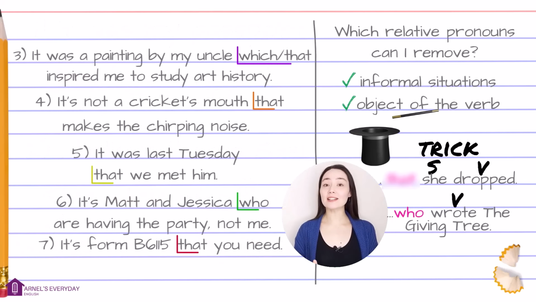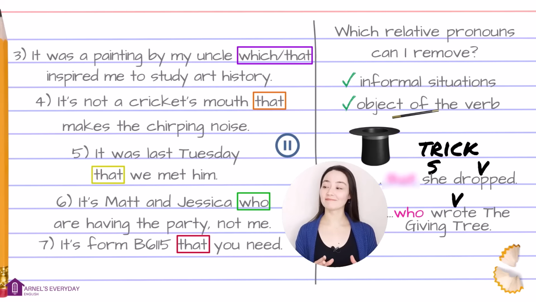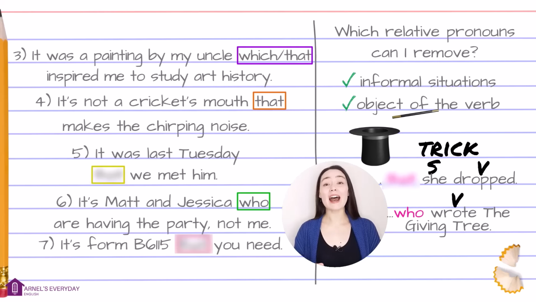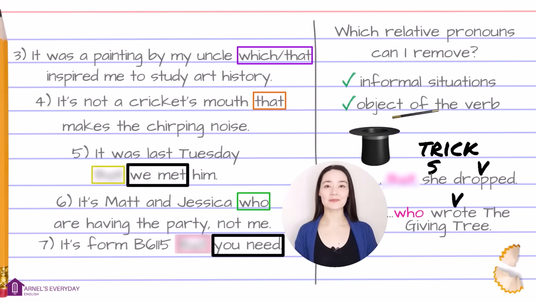Okay, for sentences 3 to 7, decide if you can keep or remove that relative pronoun. Pause the video to do this. Okay, we can remove the relative pronoun in sentences 5 and 7. How do we know that? Because after the pronoun, you see a subject and a verb.